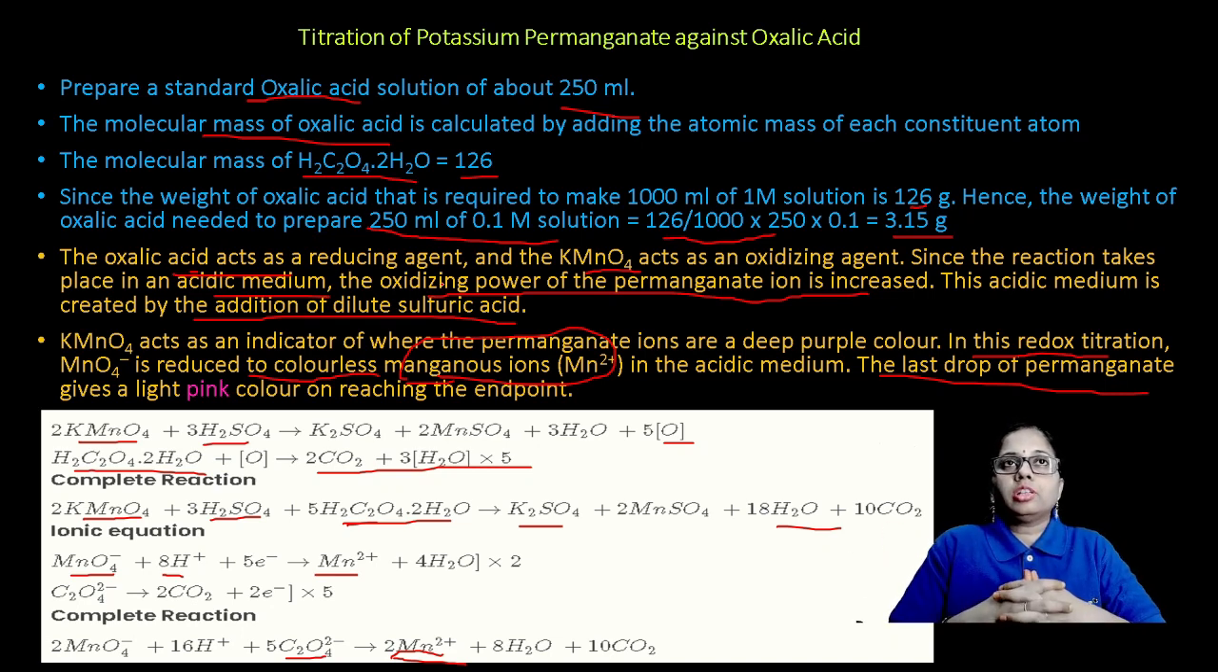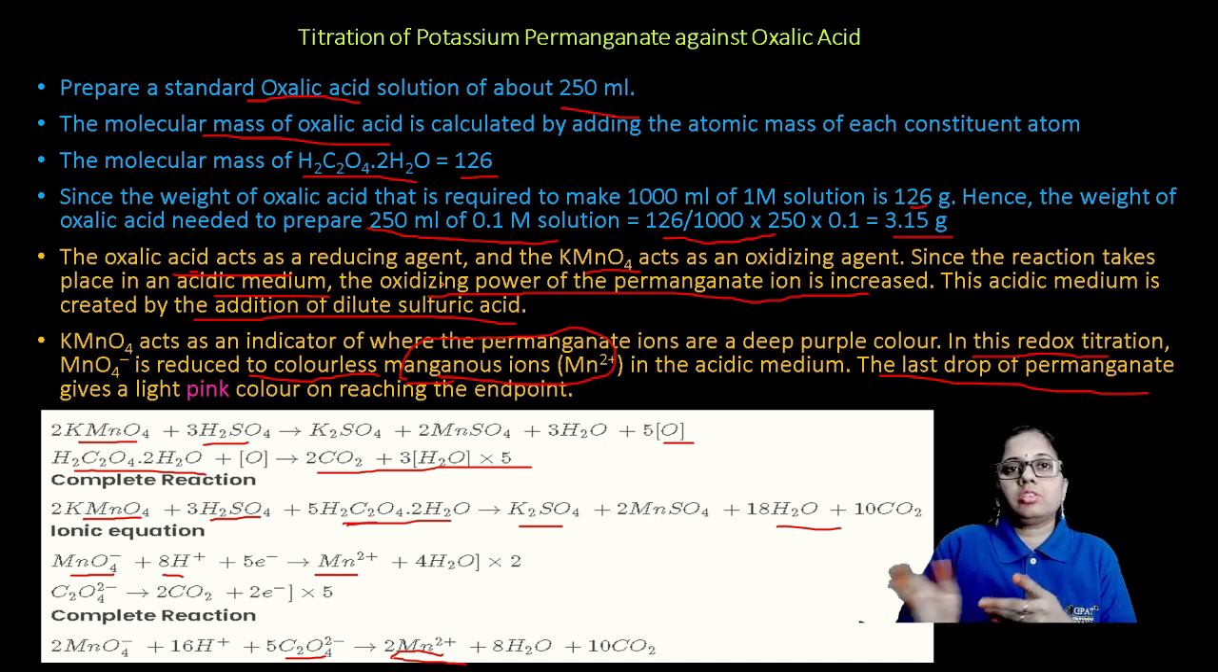So this concludes how we can perform oxidation reduction titration. These are very easy, but you just need to know what chemical reaction is going to take place, what is an oxidizing agent and what is a reducing agent. So these are the basics about oxidation and reduction titrations.